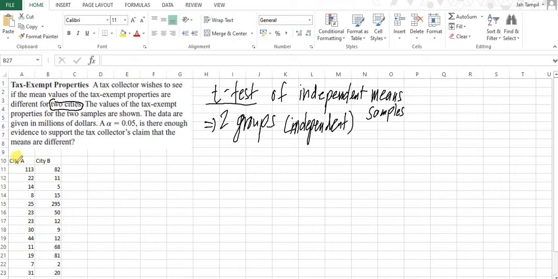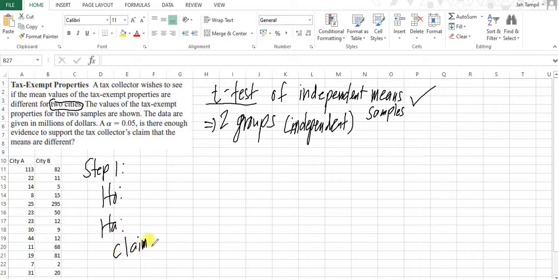So as we can see, we're comparing two cities, and that is city A here and city B here. So since we're comparing two cities and these two cities are independent of each other, then we're good that we will use t-test of independent means. So now we can proceed to our steps of hypothesis testing. Step 1 is of course our null and alternative hypothesis.